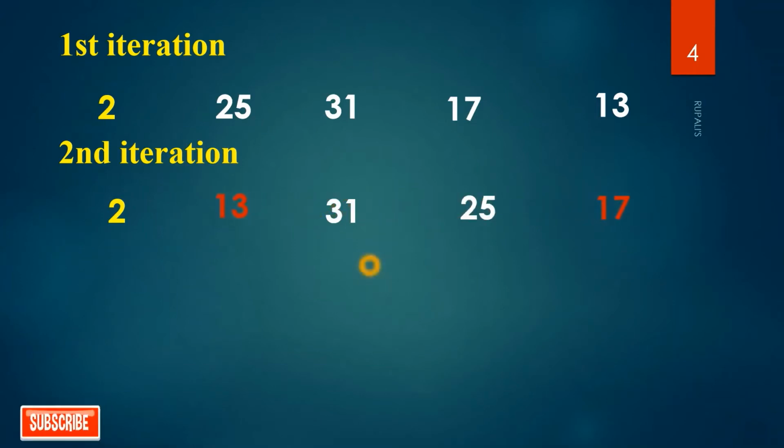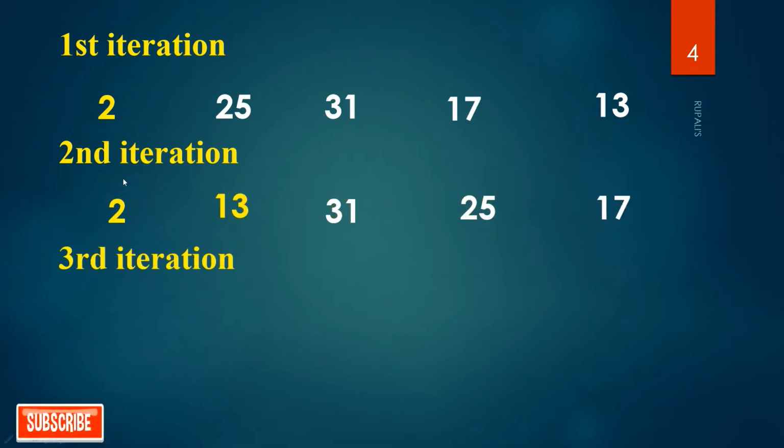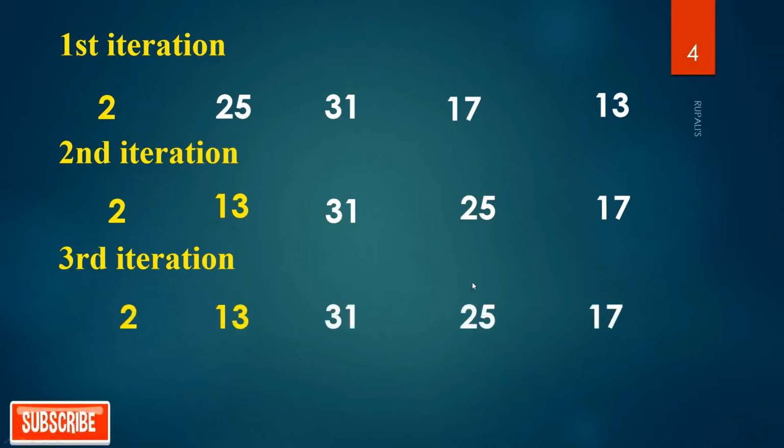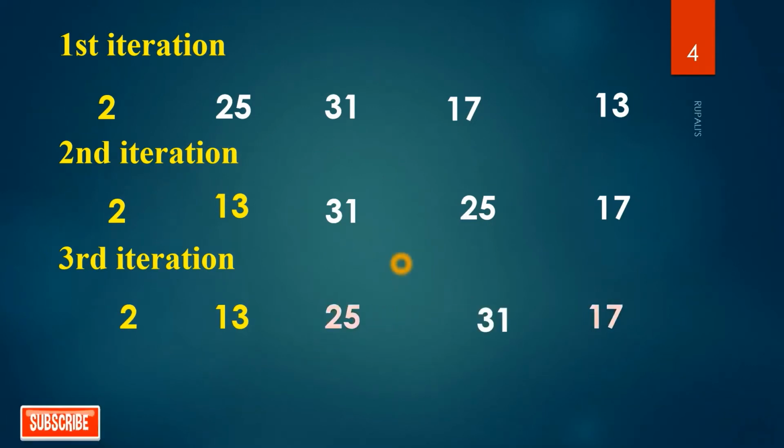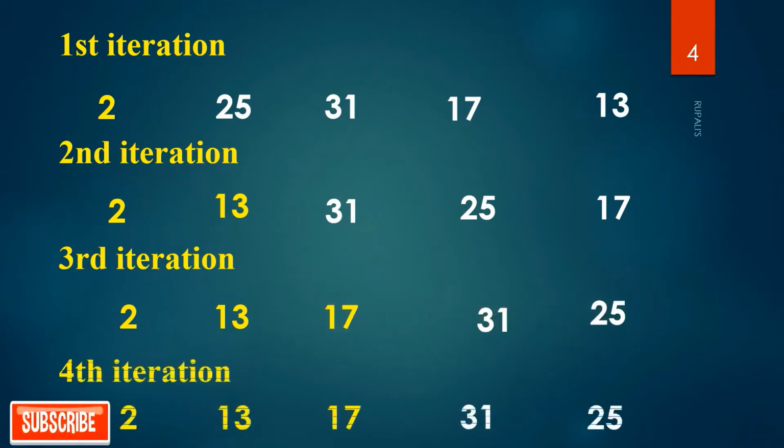Now it comes to the third iteration. After the second iteration, we get the first two smallest elements in their positions. In the third iteration, you have to compare 31 with 25. 25 is less, so swap. Now compare 25 with 17. 17 is less, so swap. So after the third iteration, we get 2, 13 and 17 in their positions, the first three elements.